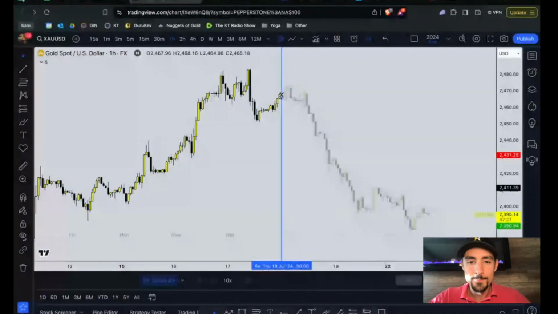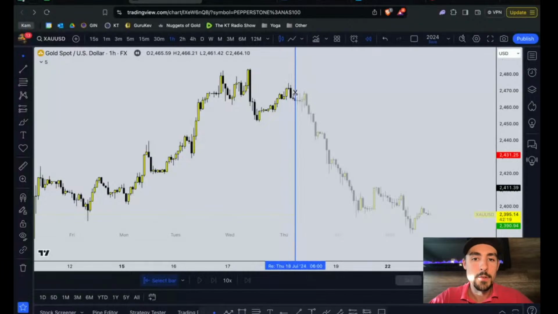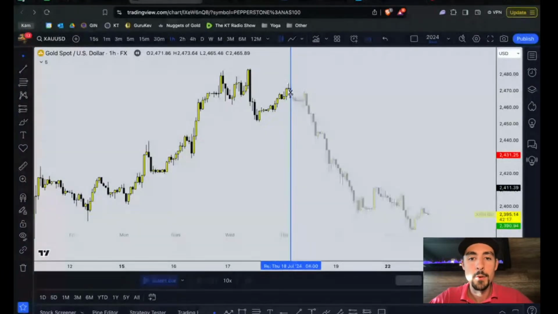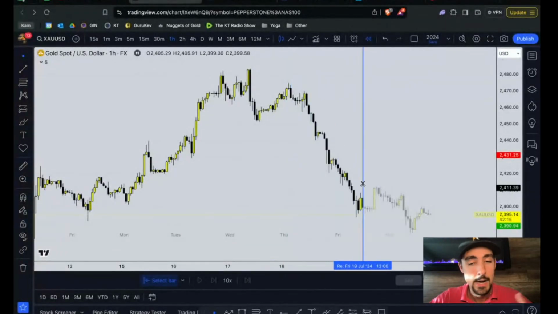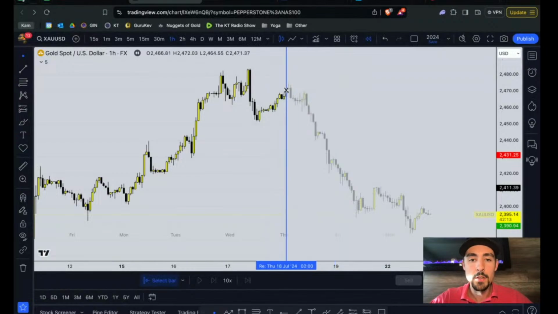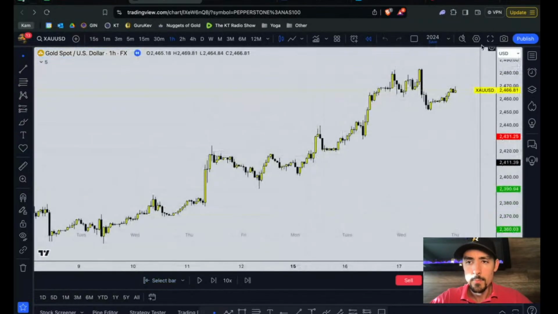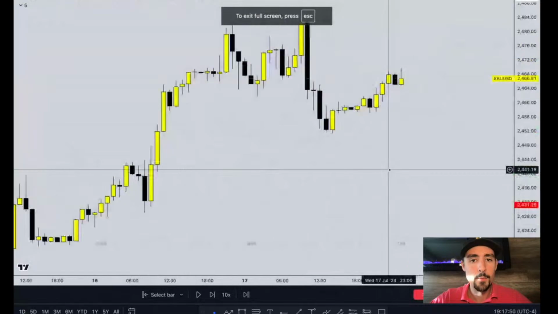For those of you that were there, it ended up playing out beautifully. So congrats to anybody that ended up catching that sell, because this thing melted, absolutely melted. But if we take a look in the replay mode here on gold, this is the hourly time frame.